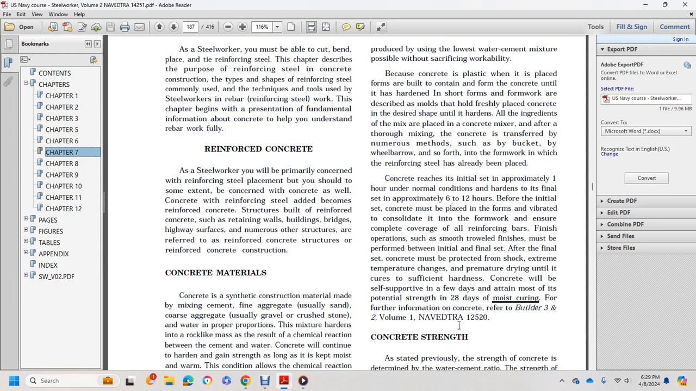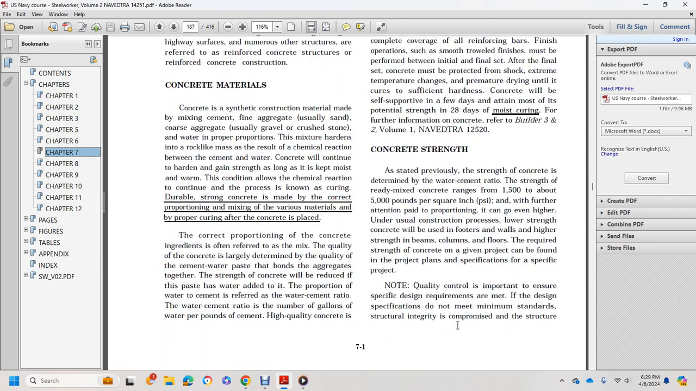NAVEDTRA 14250. Concrete strength. As stated previously, the strength of the concrete is determined by the water-cement ratio. The strength of readily mixed concrete ranges from 1,500 to 5,000 pounds per square inch. With further attention to the mix, it can get even higher under special construction processes. Lower strength concrete is used for footers and walls, higher than the strength used for beams and columns. Floors require the strength of concrete given in the project plan specification for the specific job. Note, quality control is important to ensure the specific design requirements are met.